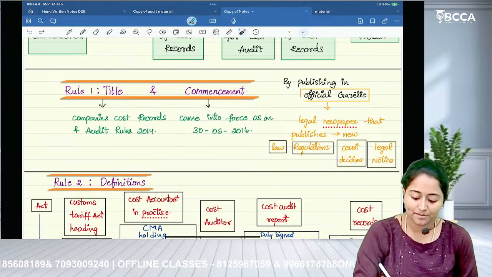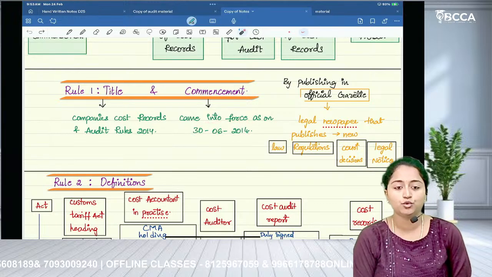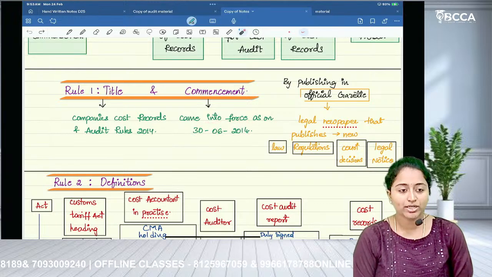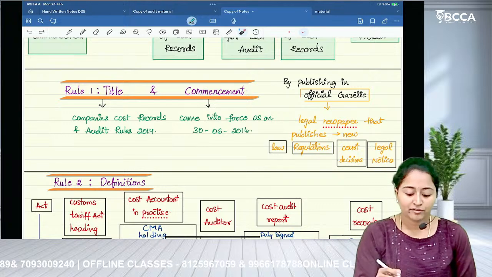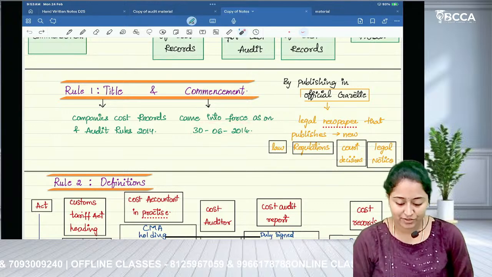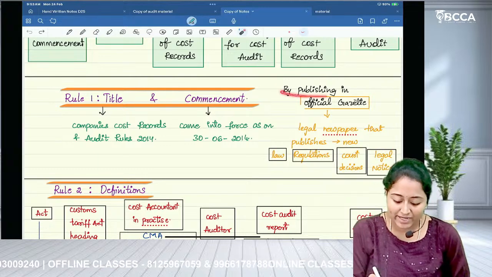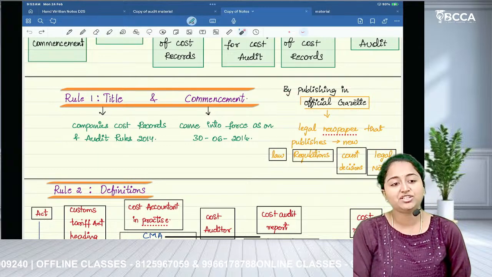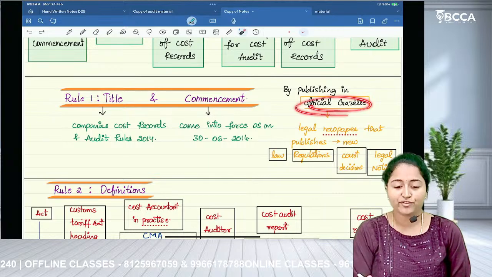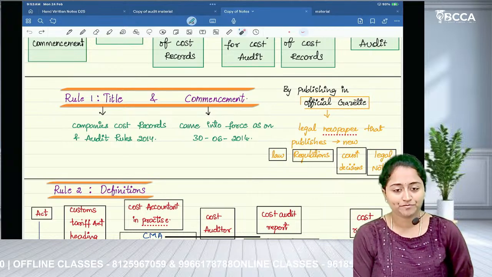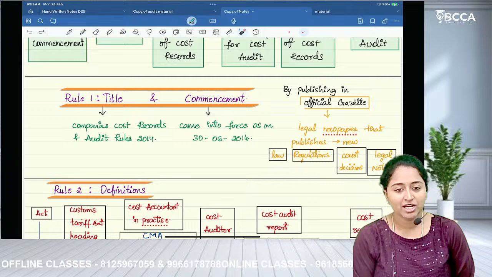This came into force as on 30th June 2014. So it has become applicable from 30th June 2014. How has it become applicable? It has been published in an official gazette. Now what is this official gazette? It is nothing but a newspaper, the official newspaper of the government.